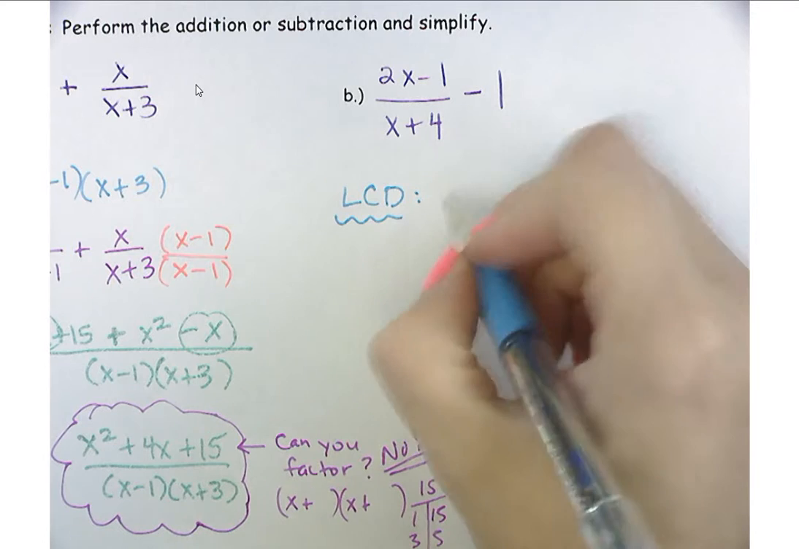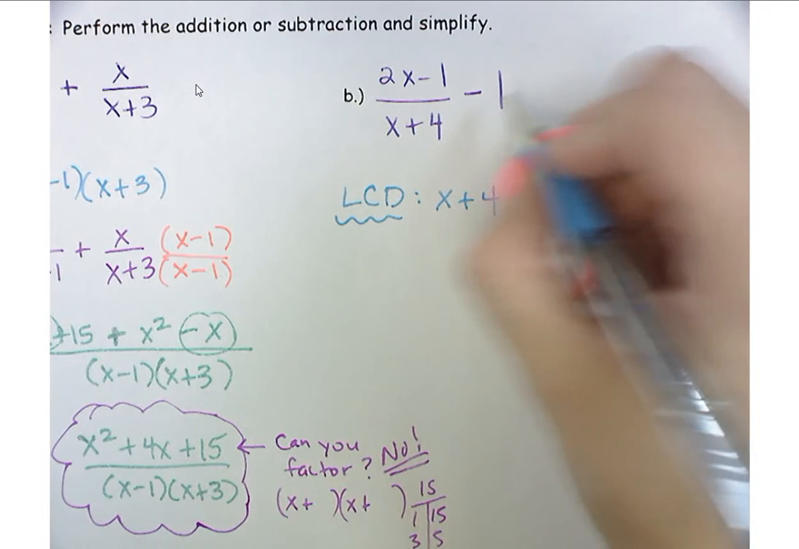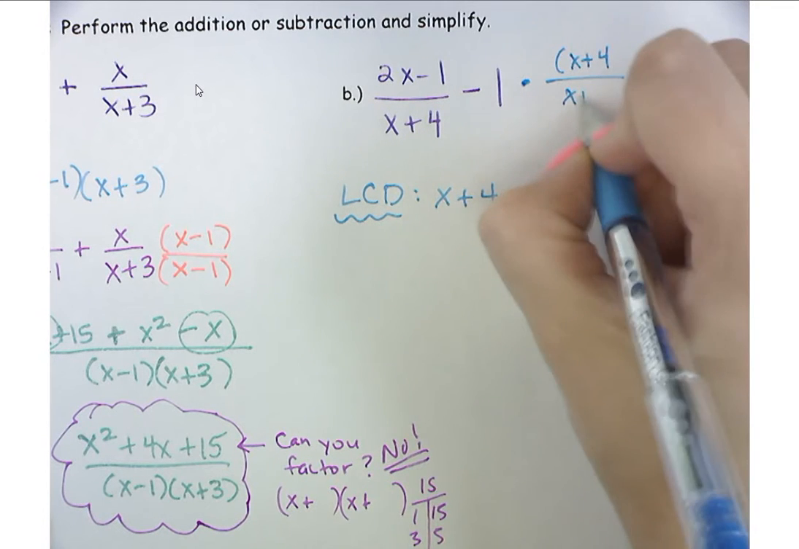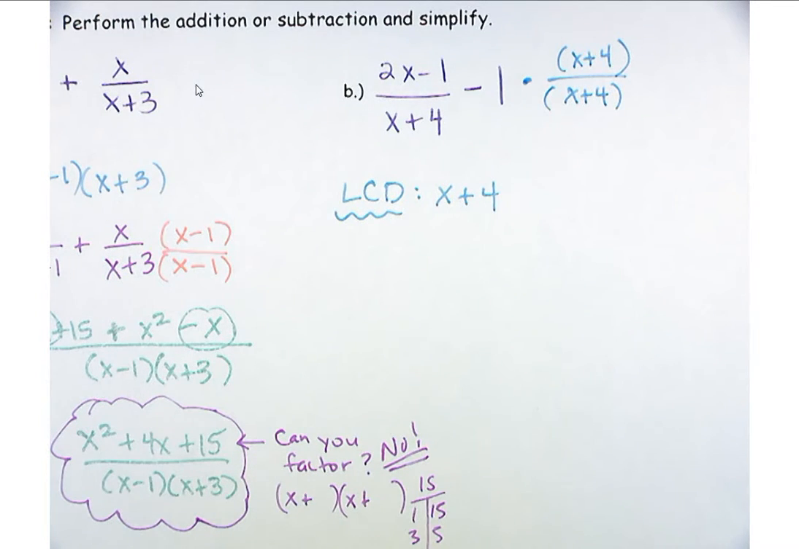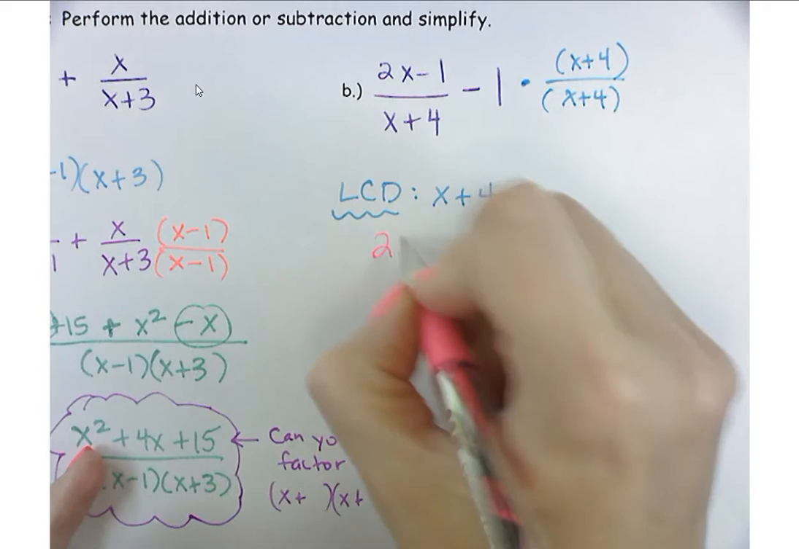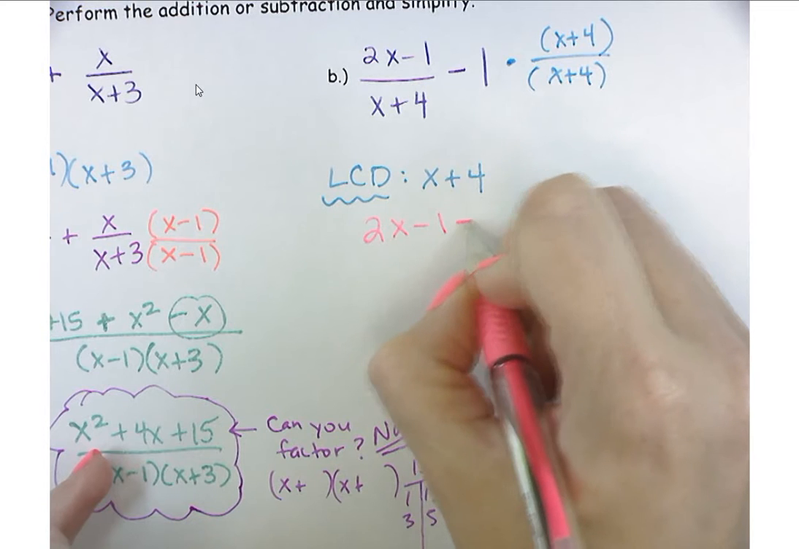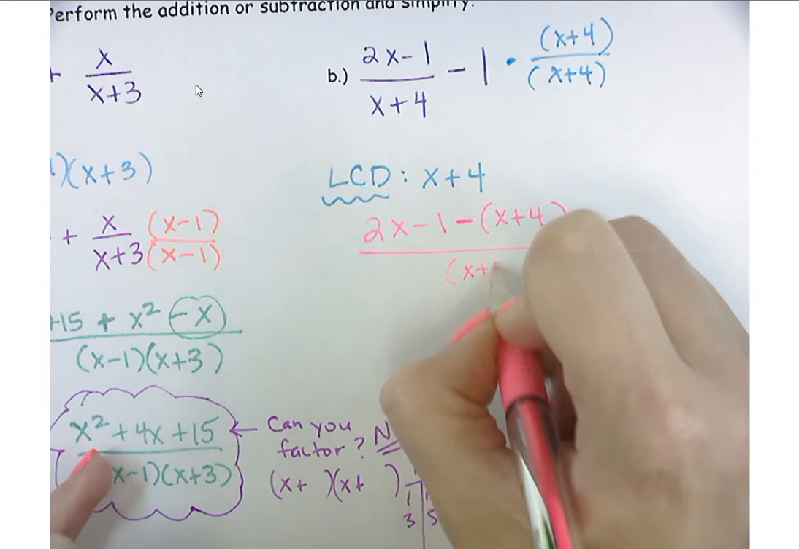X plus 4. So the denominator of the second one is technically just 1. So what you would be doing is multiplying this by x plus 4 over x plus 4. Okay, so then what I'd have is 2x minus 1, and then this is a negative, so minus x plus 4 over x plus 4.